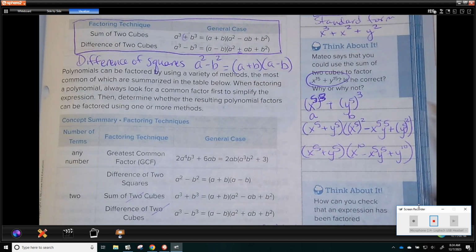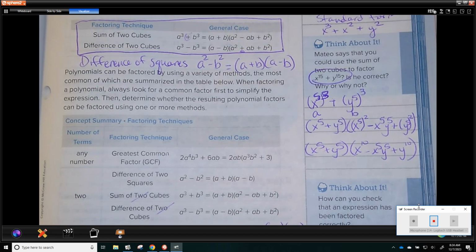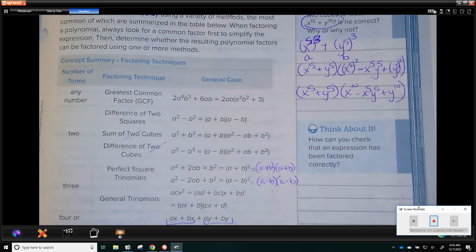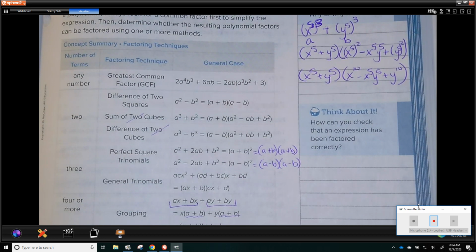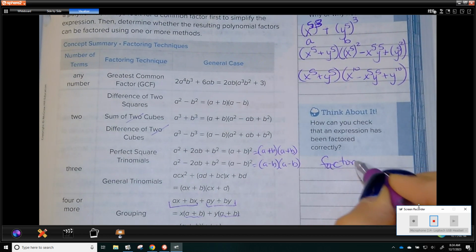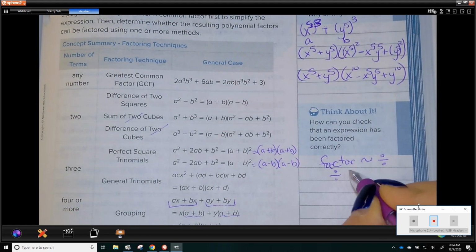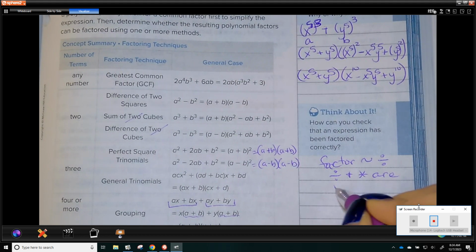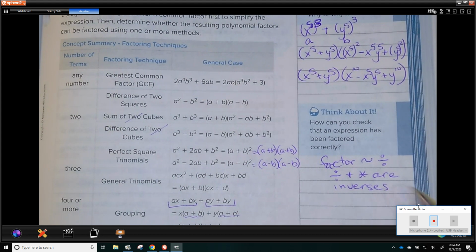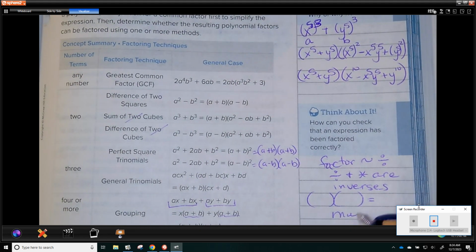Okay, and we can because 15 is divisible by 3, so it's 8 cubed. How can you check that an expression is factored correctly? Well, factoring is kind of like division, and division and multiplication are inverses or opposite, if you want to think of it that way. So if you have factors, you can multiply to check.